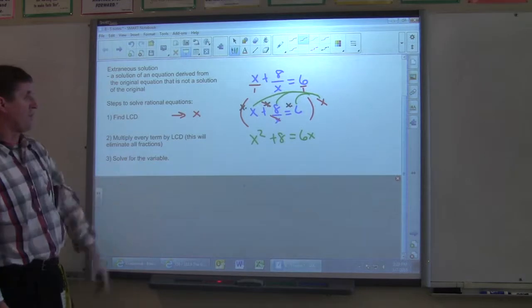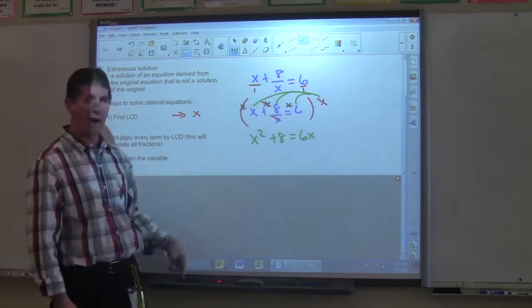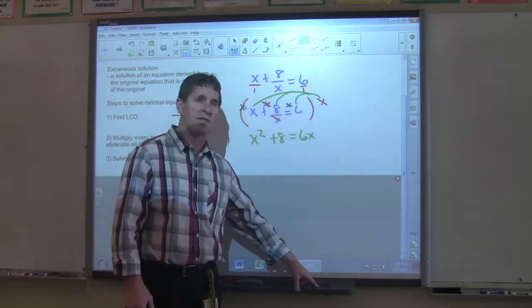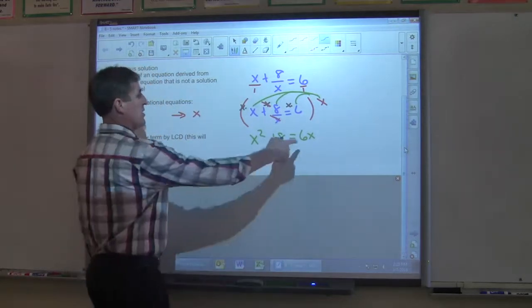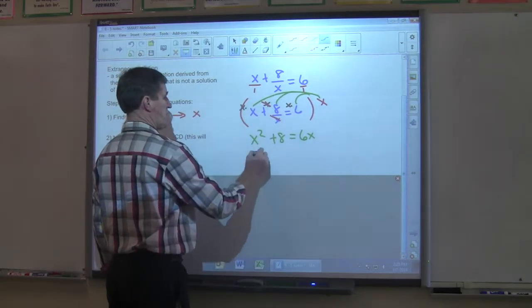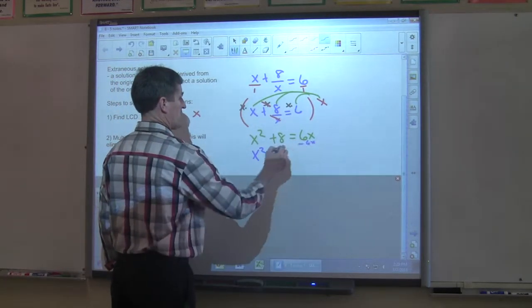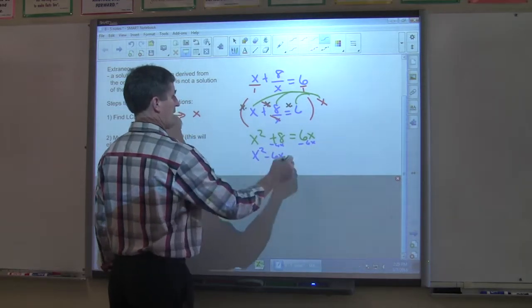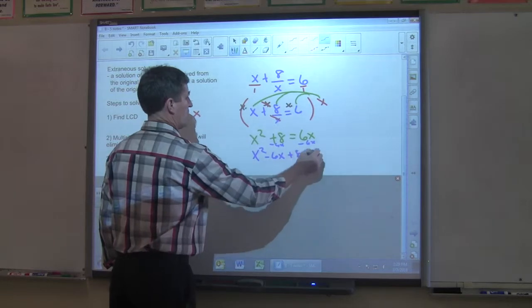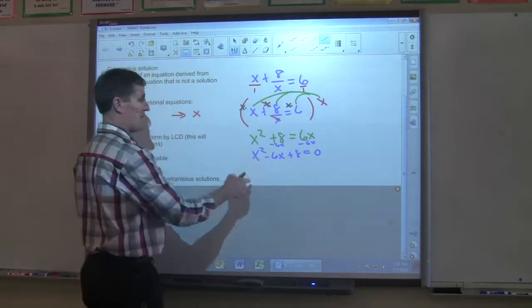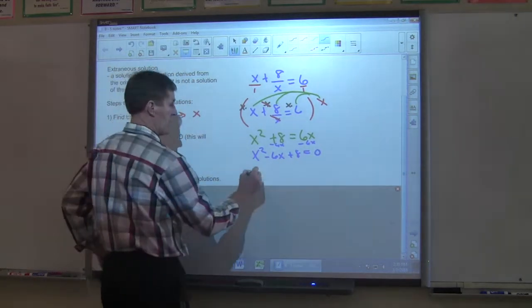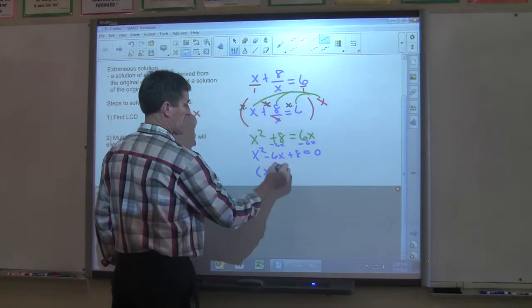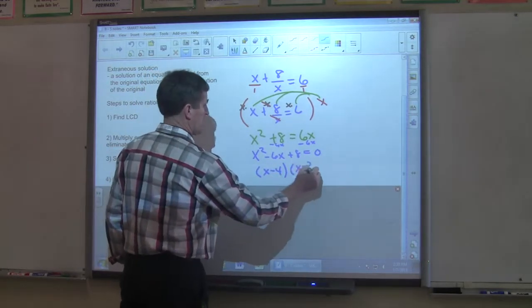Then we solve for the variable. This is a quadratic, which a lot of the stuff you'll be working with today will end up as. So we set the quadratic equal to 0, so I'm going to subtract 6x from this side. And so we get x squared minus 6x plus 8 equals 0. Then you can factor that or use the quadratic formula. But that factors into x minus 4 and x minus 2.